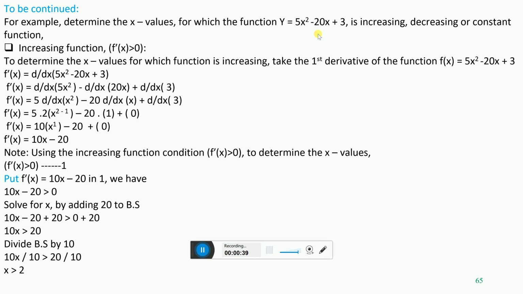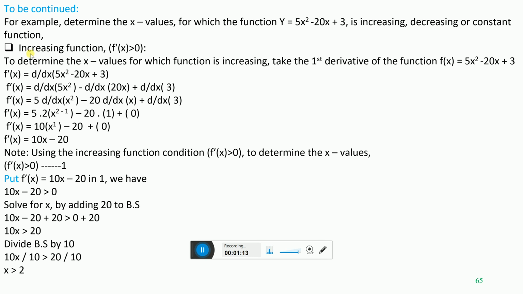Means the values are not given here. We have to first determine the x values using the derivative concept. Then we will use those x values and check the value of the derivative, whether it is positive, negative or 0. Then we will say that the function is increasing, decreasing or constant. So I am again repeating, dear students, this example. I will repeat in English and then in Dari.